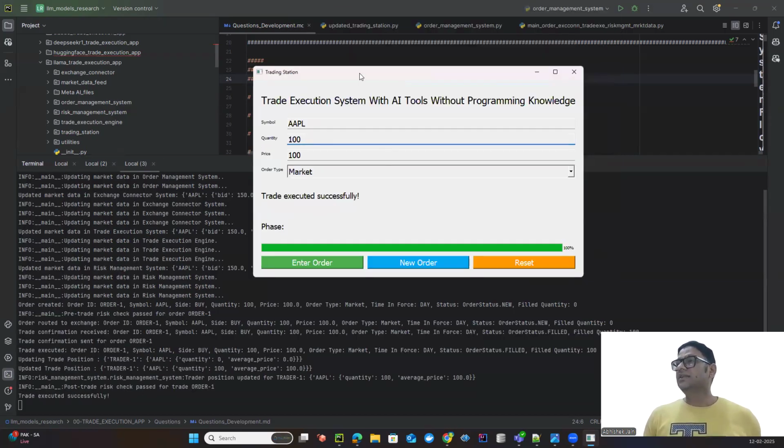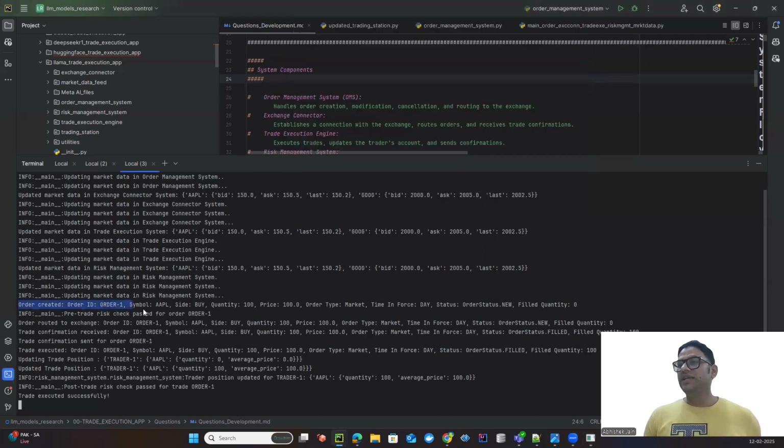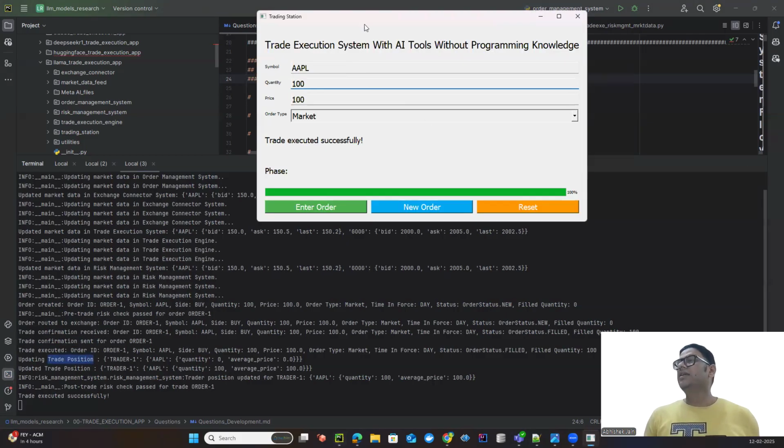Once that is done, you can see the order is being created. Then the pre-trade risk check passed, then the order routed to the exchange, then trade confirmation received, then trade confirmation sent. Then the trade is executed and the trade position updated. You can see the entire flow, and now the trade is executed successfully.